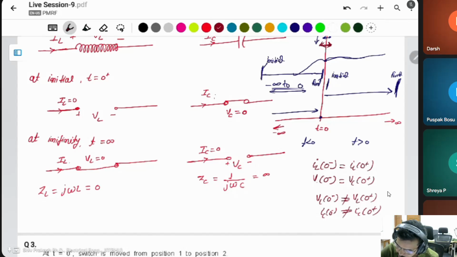This is the C. This is L. This is also C. Don't confuse between them. Inductor current will be the same. Capacitor voltage will be the same in this time period, 0 minus to 0 plus.